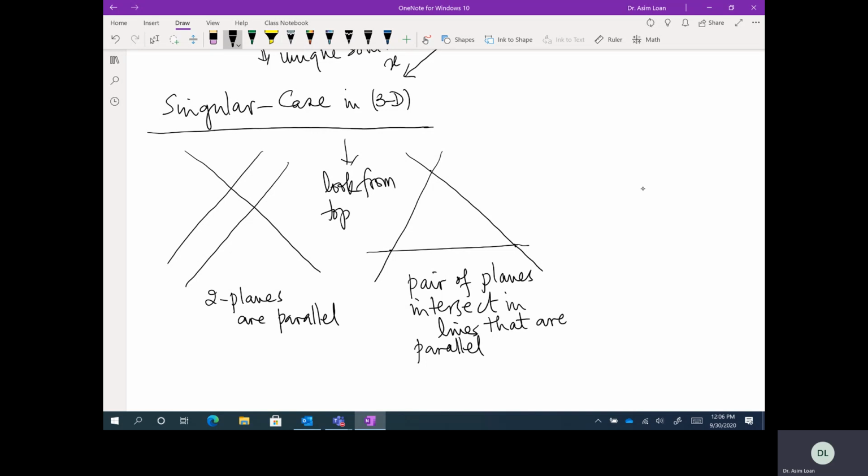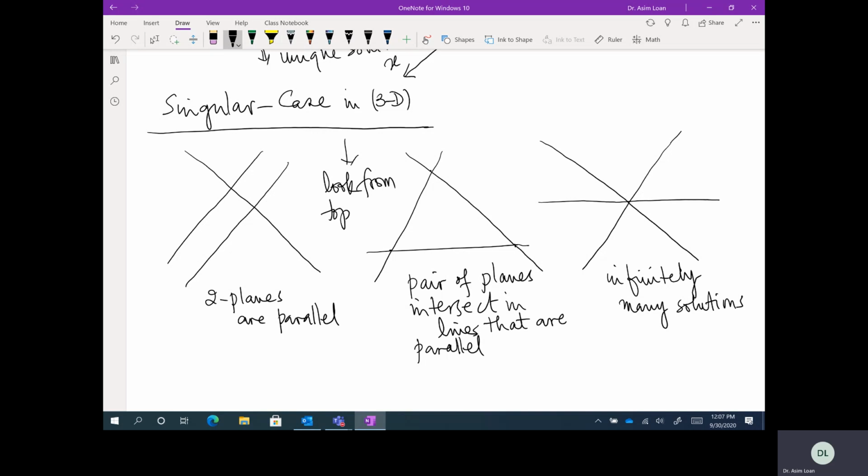Or the other one is you have two planes that intersect, and then there is another plane that intersects like this. So you have infinitely many possible solutions. Here there is a line of intersection, just like when two lines in 2D have the same slope, same offset, and are on top of each other, you have infinitely many solutions. That is exactly the same case here.